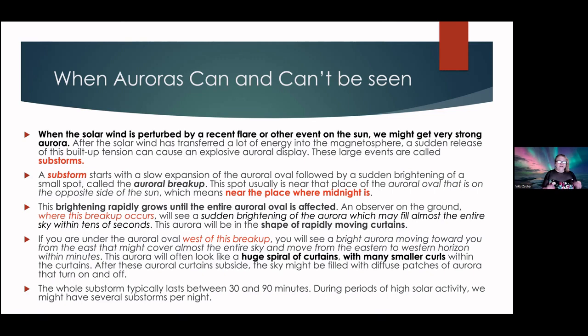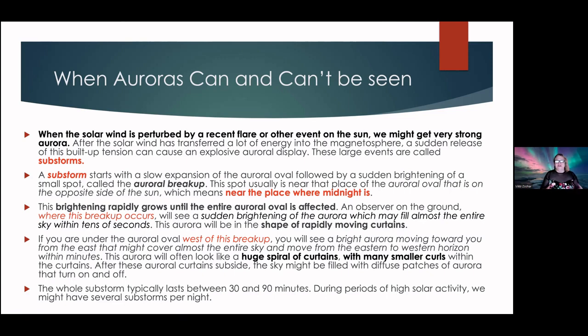If you are under the aurora oval, west of this breakup, so let's say it was midnight, right? If you are west of this breakup, it means it's before midnight. You will see a bright aurora moving towards you from the east, and that might cover almost the entire sky and move from the eastern to the western horizon within minutes. This often looks like a huge spiral of curtains with many smaller curves within the curtains.